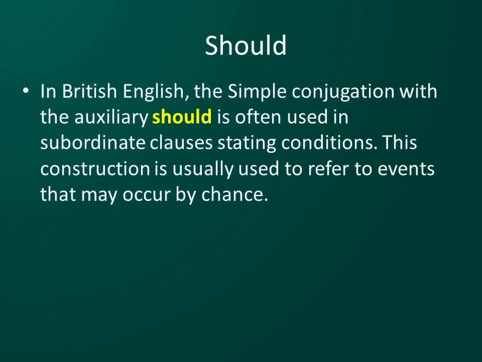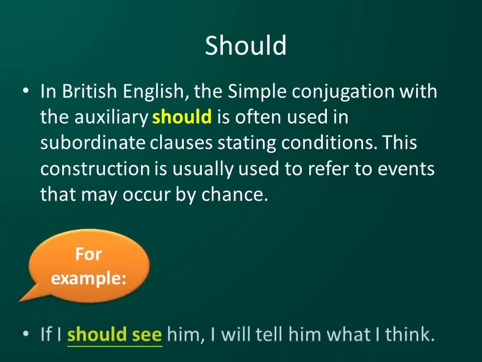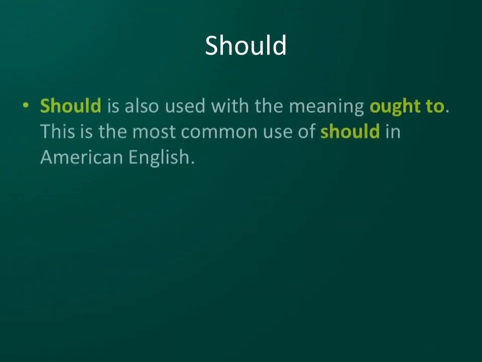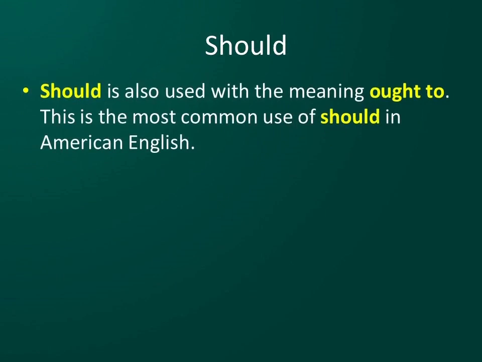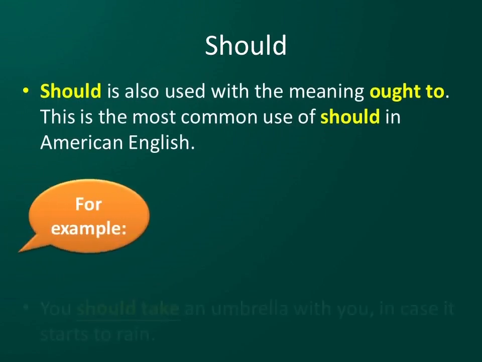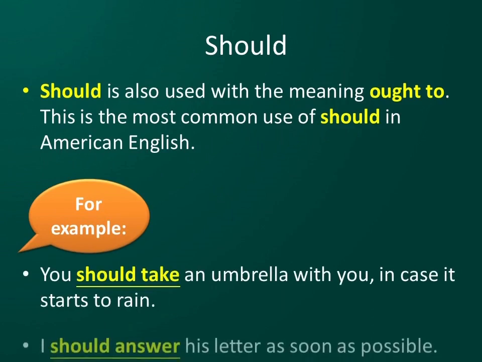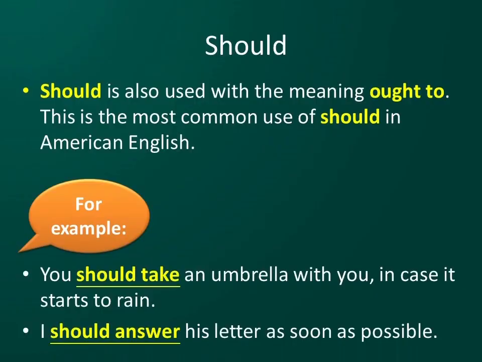Should. In British English, the simple conjugation with the auxiliary should is often used in subordinate clauses stating conditions. This construction is usually used to refer to events that may occur by chance. For example, if I should see him, I will tell him what I think. Should is also used with the meaning ought to. This is the most common use of should in American English. For example, you should take an umbrella with you, in case it starts to rain. I should answer his letter as soon as possible.